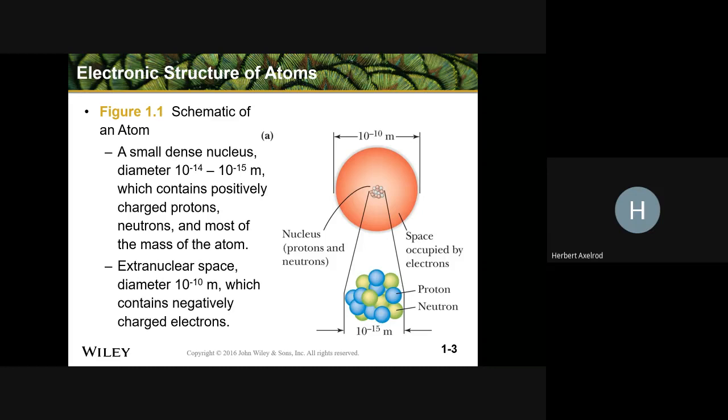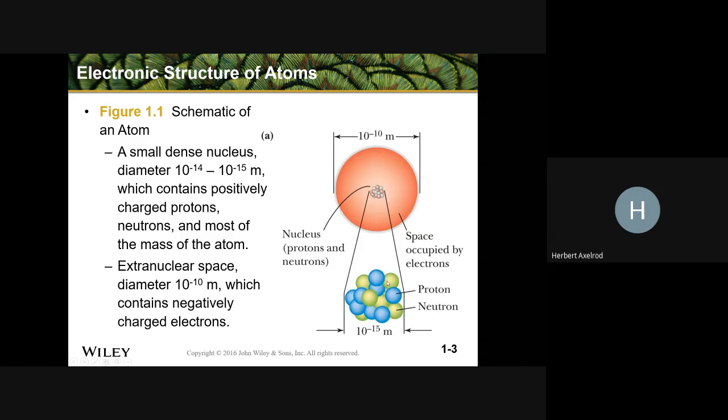So in terms of size, we can characterize the atom. The whole atom itself is on the order of about 1 angstrom, or 10 to the minus 10 meters. Now, if you remember, there was a famous experiment called Rutherford's gold foil experiment, and in that experiment, it was discovered that most of the mass of the atom is concentrated into this really small region, which is 10 to the minus 14 to 10 to the minus 15 meter. This small dense region is called the nucleus.